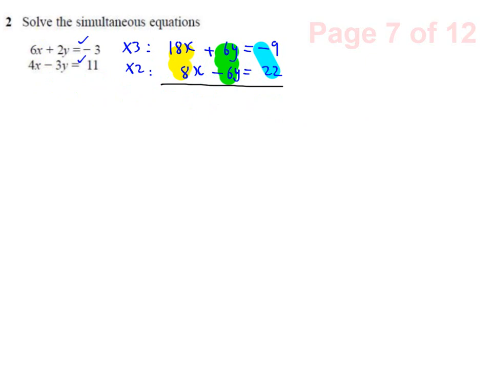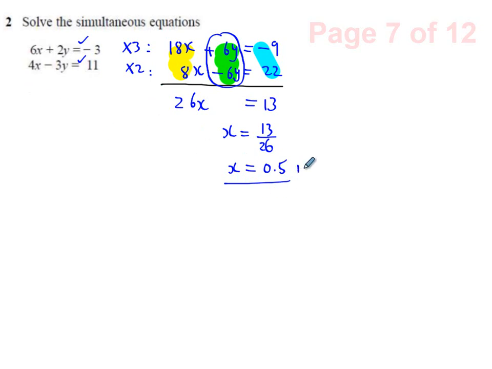Okay, and in this case, 6y and negative 6y, that's going to cancel out, gives me 0 if I add them up by column. So 18x and 8x gives me 26x. And minus 9 and 22, if I add them up, gives me 13. So 26x equals 13. x is equal to 13 divided by 26. I've divided both sides by 26. And that's equal to 0.5 or half. So x value sorted.